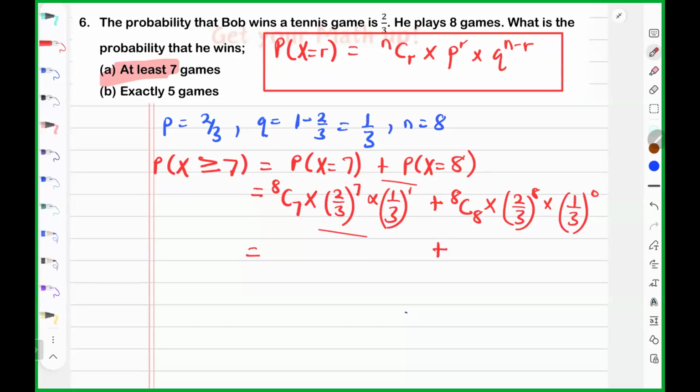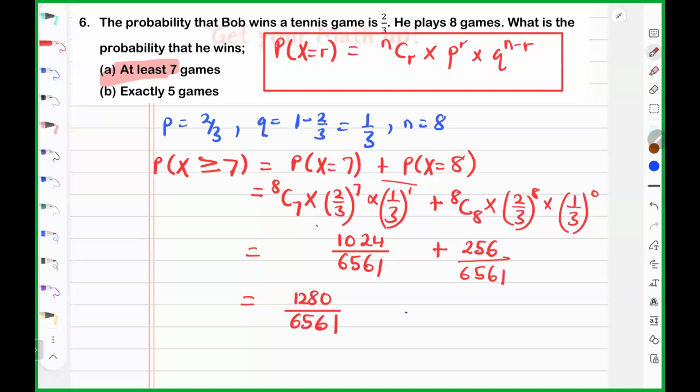So the first bit of it will give us 1024 out of 6561. Then probability of X is equal to 8 we shall get 1280 out of 6561. So each step must be shown. Then from there, once we simplify, this one gives us 256. Then on simplifying, we shall have our answer 1280 out of 6561.